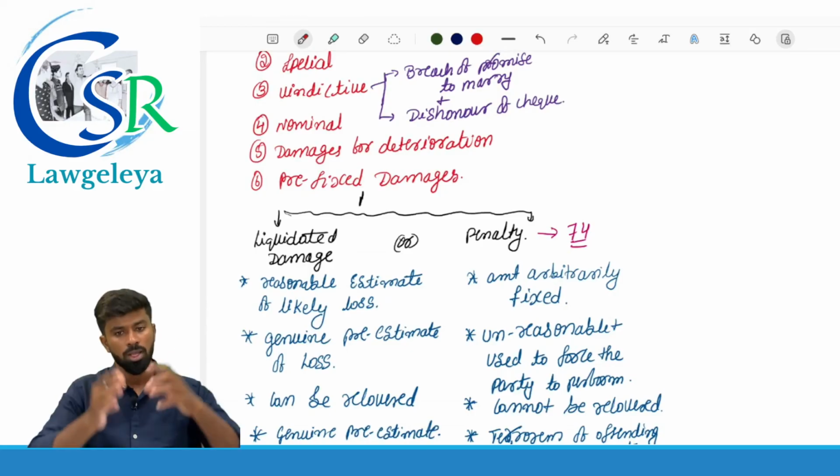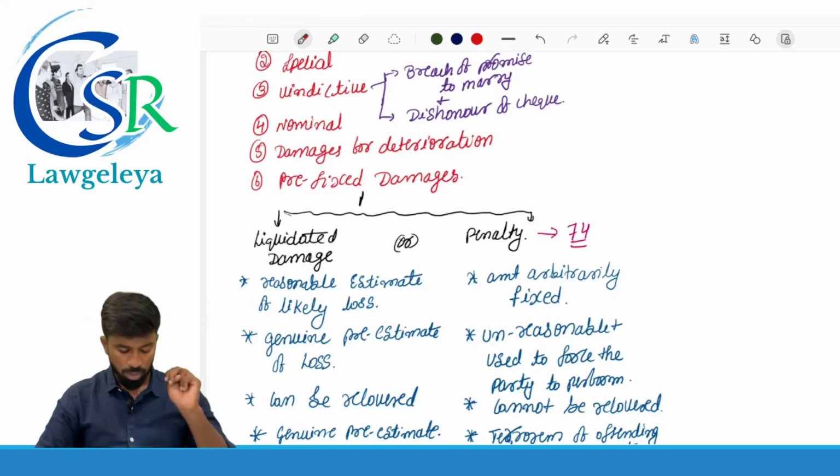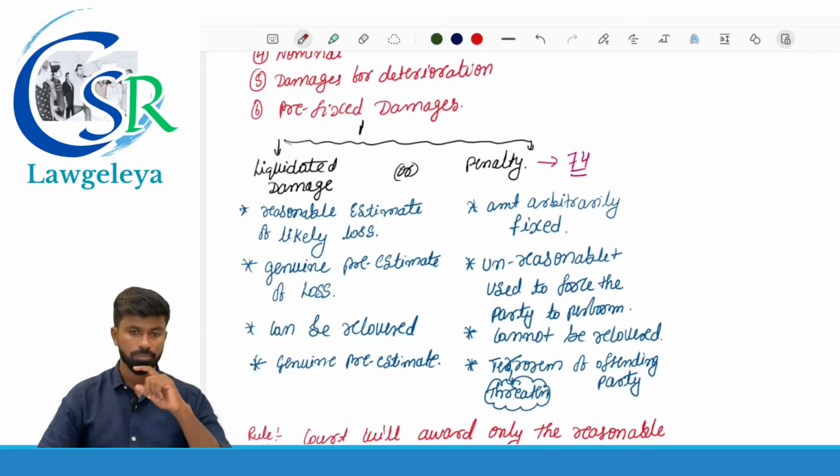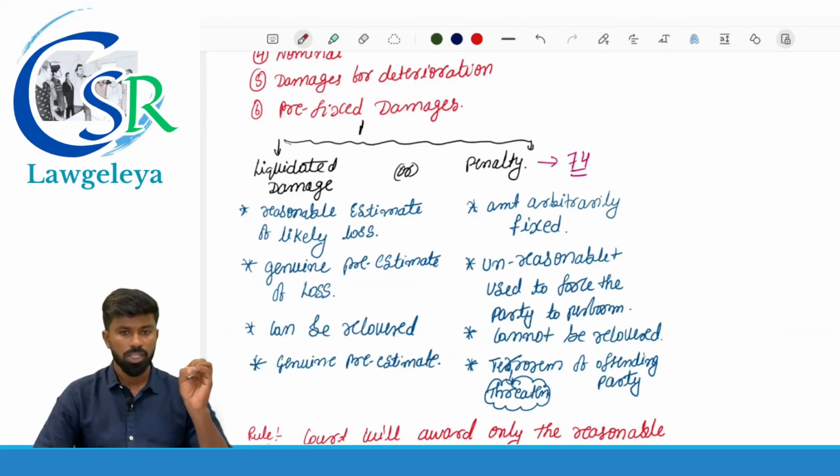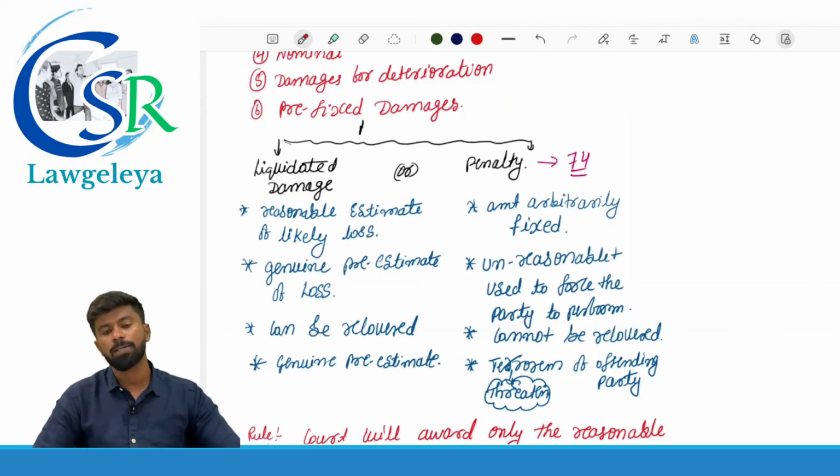It is called as what? Prefixed damages. How many types? Two types. What are the two types? LD. What is LD? Liquidated damages. The second one is what? Penalty.